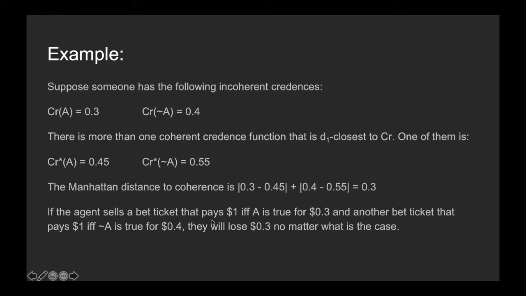So if the agent sells a betting ticket that pays $1 if A is true for 30 cents, and another betting ticket that pays $1 if not A is true for 40 cents, right? Then they take in 70 cents, but of course they have to pay out $1 because one of the bets is going to win. So they're going to be out 30 cents no matter what happens. So you can sort of see how you get the same answer either way. Okay.